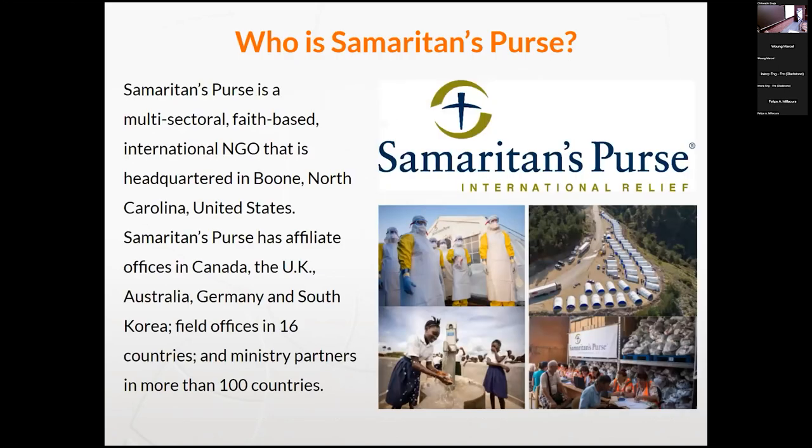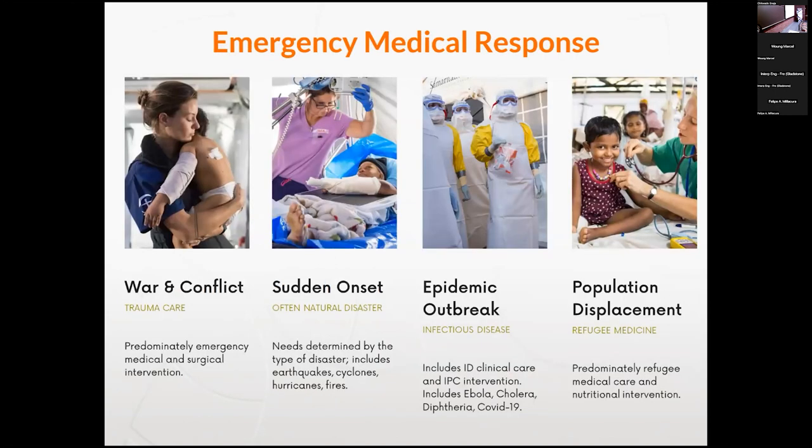I'll just briefly start. Samaritan's Purse is a faith-based nonprofit organization. We're based in the United States. We have 16 country offices and do programming in over 100 countries through local partners as well. We do long-term programming through our country offices, and then we also have an international disaster response division. So we respond to disasters as well, which is what we're going to talk about a little bit today.